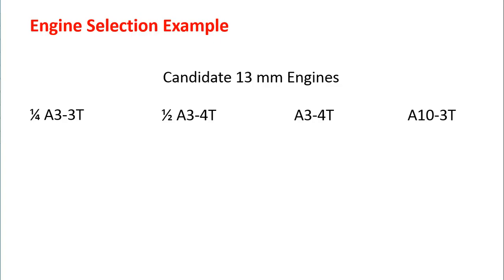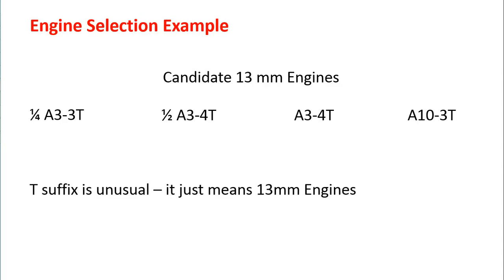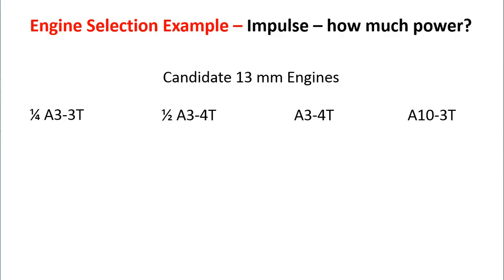The one thing I would point out about these part numbers is there's one thing unusual about them, and that's that T suffix on the end. You only see that on 13mm engines. There's no good reason why, but all 13mm engines, or I should say most 13mm engines, have that T suffix on them. No other size engines use any suffix like that. So how do we know which one of these engines we want to use?